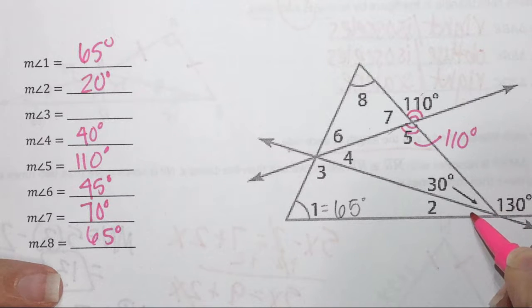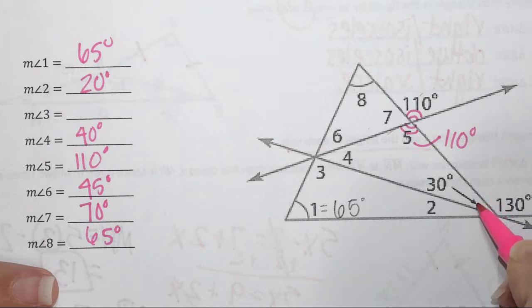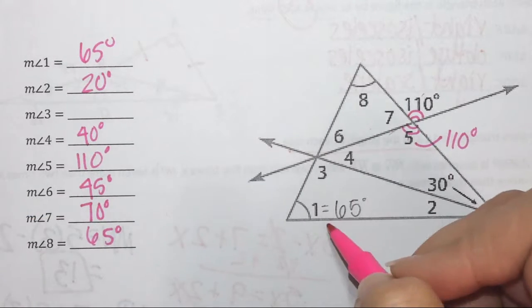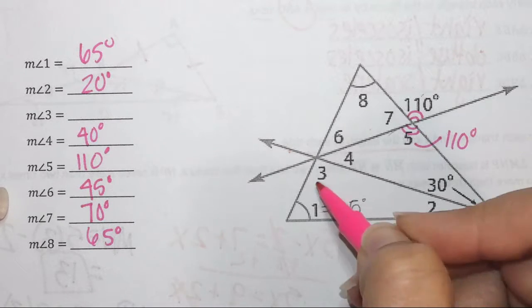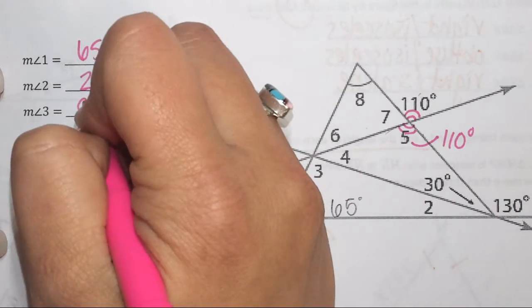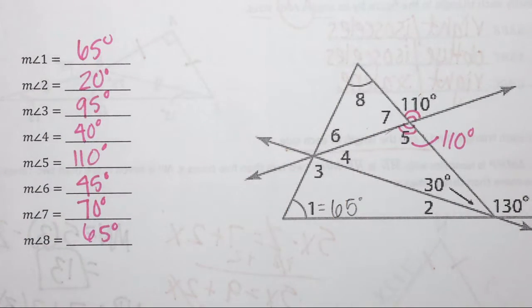130 plus 30 plus angle 2 has to give us 180. So add these two together and subtract from 180 to get angle 2. Now for angle 3, you would do 20 plus 65 and subtract it from 180. So what's angle 3? 95. How many of us got that right? Take a point for your team.